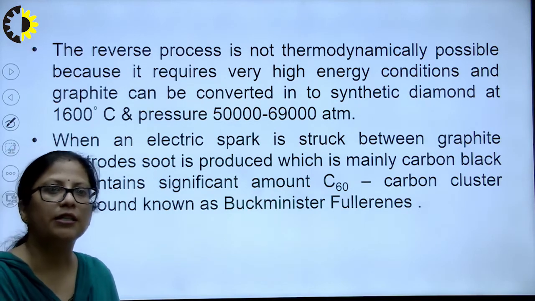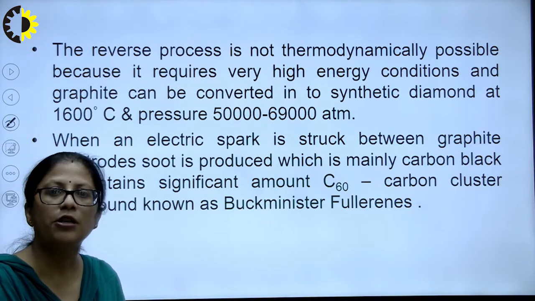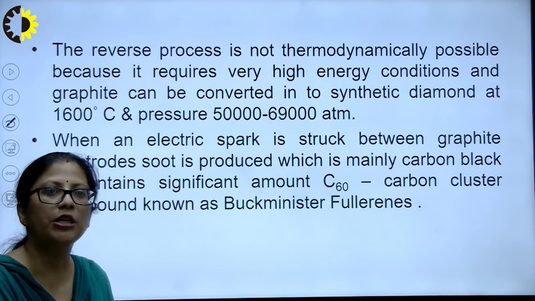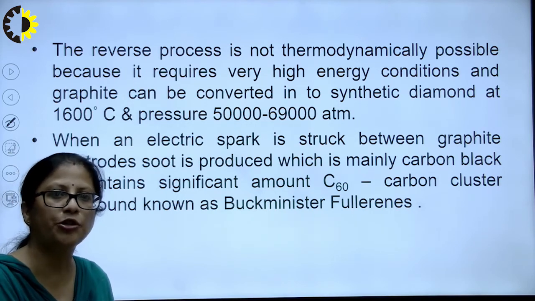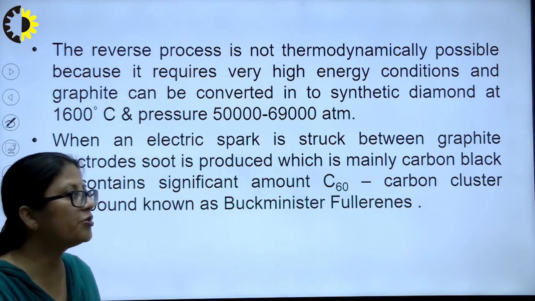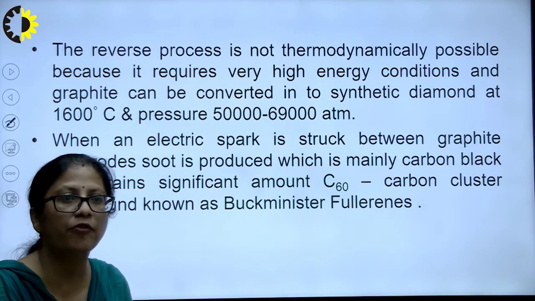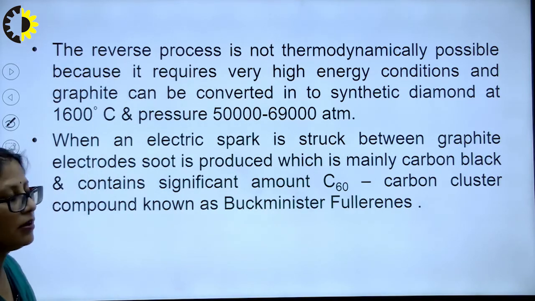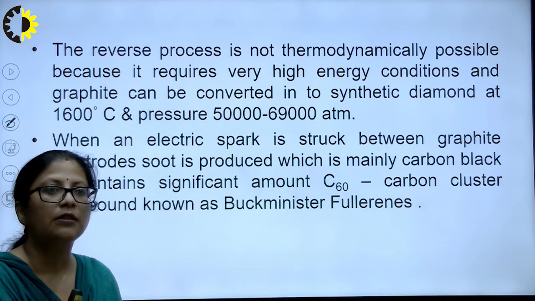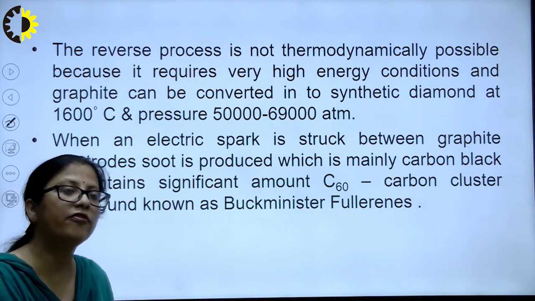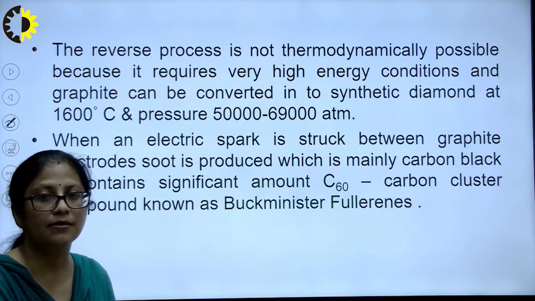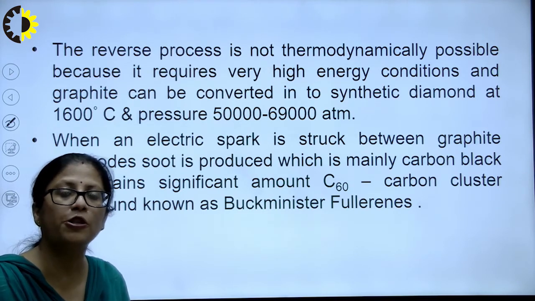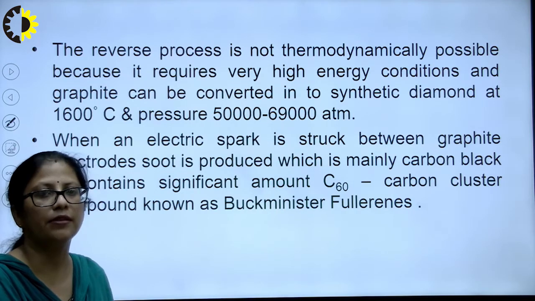The reverse process is not thermodynamically favorable because it requires very high energy conditions, and graphite can be converted into synthetic diamond at high pressure and high temperature. The temperature is around 1600 degrees centigrade and the pressure is around 50,000 to 69,000 atmospheres. And when an electric spark is struck between graphite electrodes, soot is produced, which is mainly carbon black, but it also contains a significant amount of carbon 60, a carbon cluster compound which is also known as Buckminster fullerene.